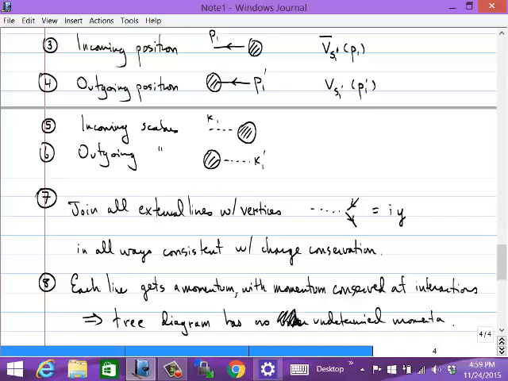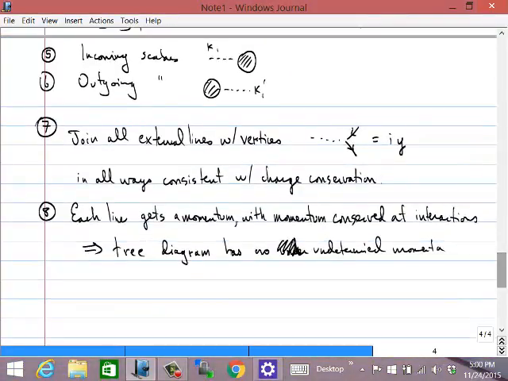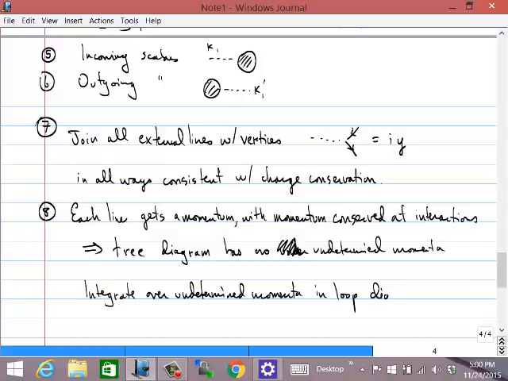In particular, in a tree diagram, if you have no loops, then all of the momenta will be determined by the momenta of the external particles. But we integrate over the undetermined momenta in any diagram which has a loop. And the number of loops is the number of undetermined momenta.